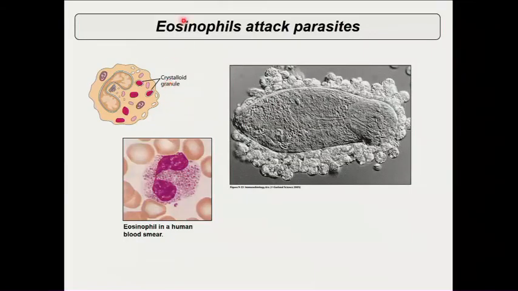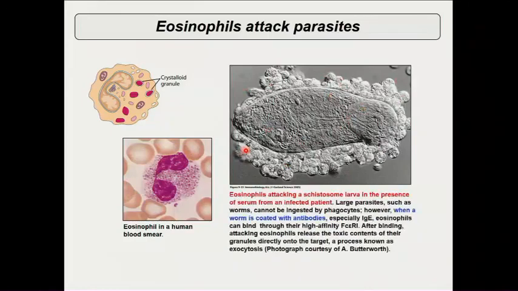And the job of the eosinophils, or one job of these cells, is to attack parasites. Here we have a parasite that is surrounded by eosinophils, and they're trying to offload their granules and to create a microenvironment that hopefully will kill this parasite.